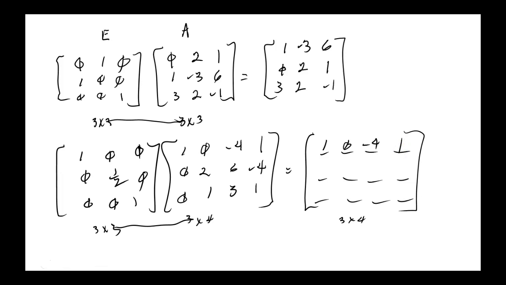Now, let's do the 2, 1 entry. Second row by first column, 0, 0, 0. The 2, 2 entry will be second row by second column, 0, 1/2 of 2 is 1 plus 0, so that's just going to be a 1. And then the 2, 3 entry will be second row by third column, 0, 1/2 of 6 is 3 plus 0, so that's just going to be 3.